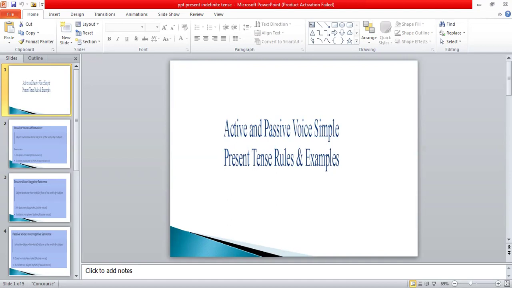So today we have to start with the tenses one by one. We are going to start with active and passive voice with all the tenses. So today the tense which I have selected just to explain active and passive voice is present indefinite tense.